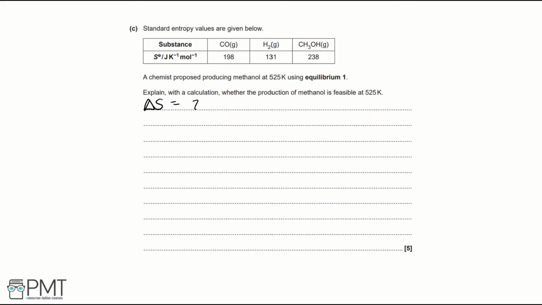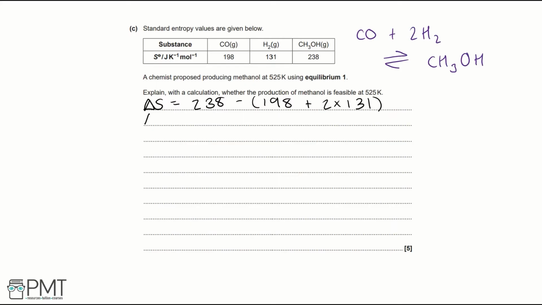So that's 238 minus 198 plus 2 times 131. Because if we look at equilibrium 1, that would be CO plus 2H2 equilibrium CH3OH. So we can see how we've multiplied by 2 because we've got these 2 hydrogens. So delta S is going to be equal to minus 222 joules per Kelvin per mole.